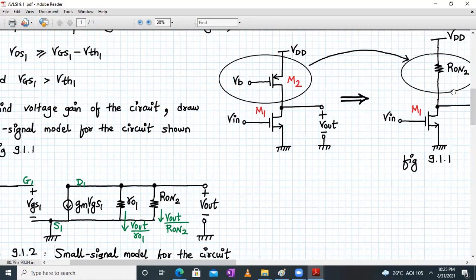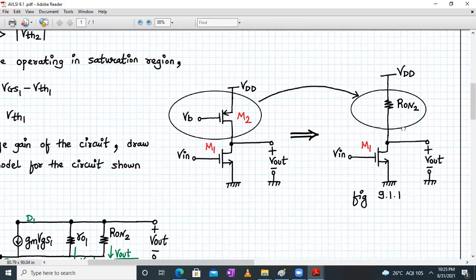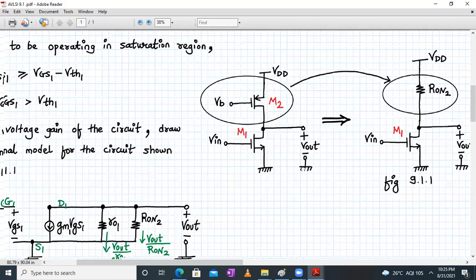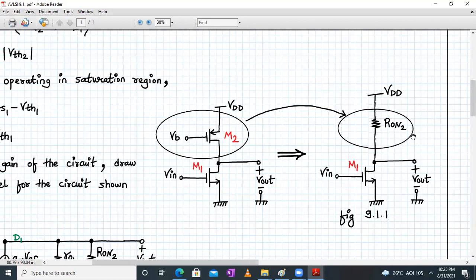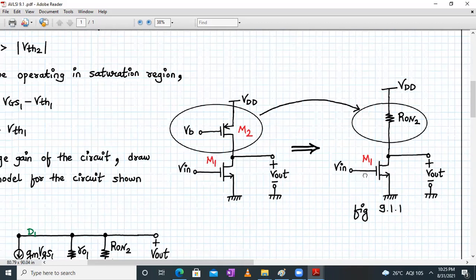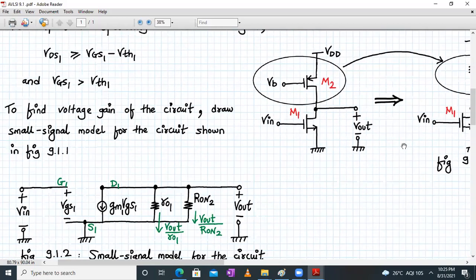And between the drain terminal and the ground terminal, we have gm1 into vgs1. Then we have ro1, and then also we have Ron2, because this is also going from the drain terminal towards the ground. Why? Because in a small signal model, your supply voltage, which is a constant value, will be zero. Fine. Because it represents only the small, time-varying changes in the quantities. That is the small signal model of your circuit.